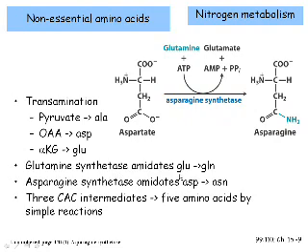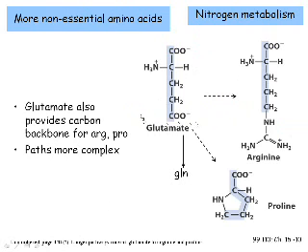Glutamine synthetase can amidate glutamate to glutamine. And then, so what we're seeing is that from just a small number of citric acid cycle intermediates, we can get 5 amino acids by fairly simple reactions.